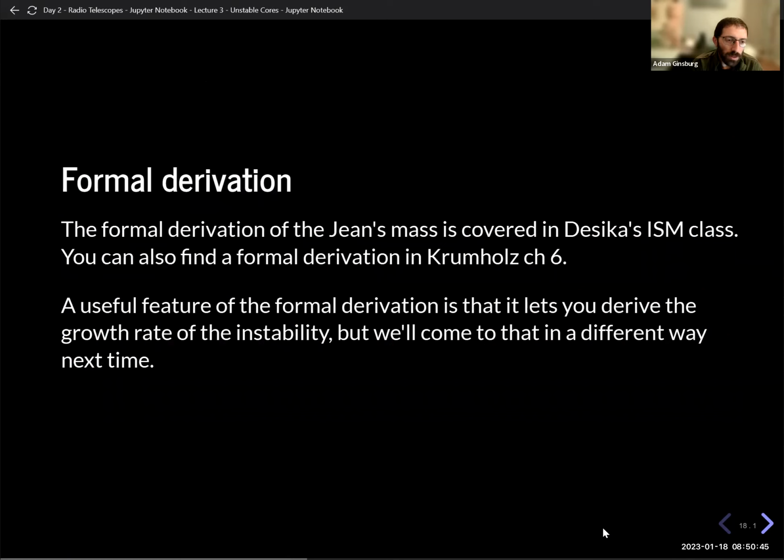The formal derivation of the Jeans mass is covered in an ISM class, and you can also find that formal derivation in the Krumholz textbook. One of the reasons you might want that formal derivation is that if you go through that math formally, you can derive the growth rate of the instability, but we're not going to do that. It is a little bit beyond the scope of this course.